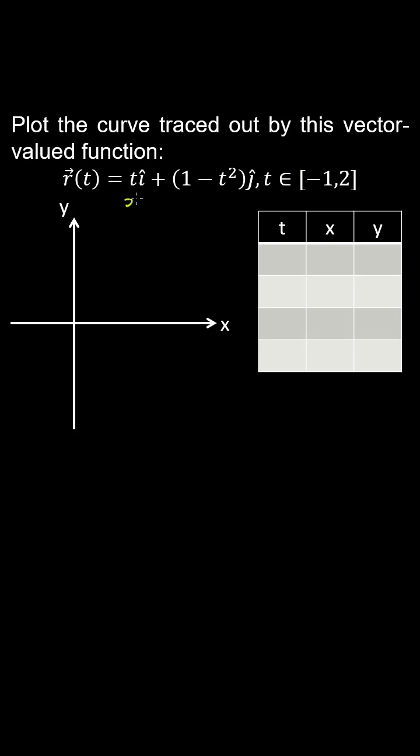Let's plot the curve traced out by this vector valued function. So x of t is equal to t, and y of t is equal to 1 minus t squared. So what we'll get are the following values from t equals minus 1 to 2. And now we can draw vectors from the origin to these points. So the first point is at minus 1, 0, then 0, 1, then 1, 0, and 2, minus 3. So basically our curve is going to look something like this.